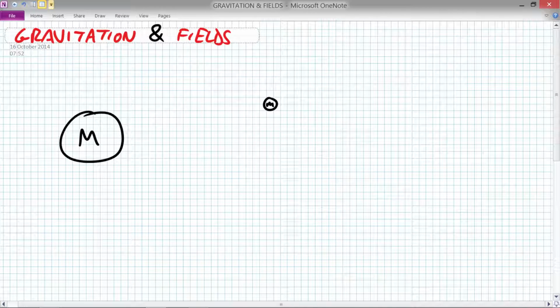Okay, so let's start from the top. Gravitation, as we know, is some force that sticks us to the ground. It pins us to the earth. And we've known about gravitation for a long, long time, but it took until Newton to come along to actually quantify what was going on. So we talked a little bit about Newton's universal law of gravitation.